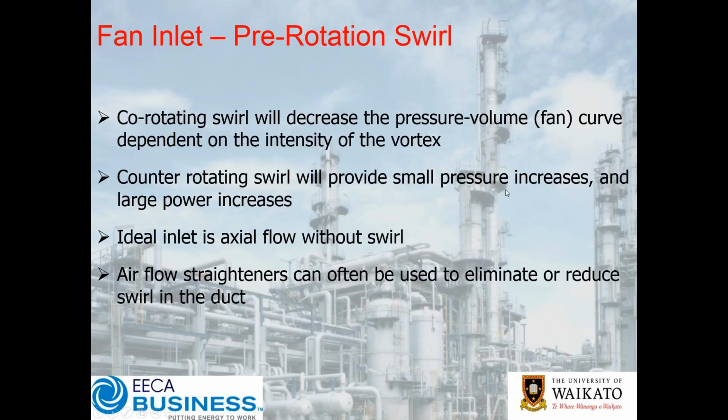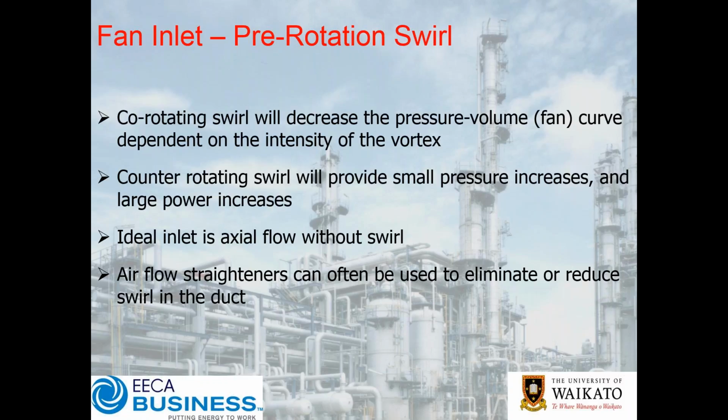Now just to summarize that, if you have a co-rotating swirl, it's going to decrease the pressure volume, i.e. the fan curve, dependent on the intensity of the vortex. Now if you have a counter-rotating swirl, that's going to cause all sorts of pressure increases, and it's going to be a large power increase for the fan to move the same amount of air. So you're going to have to speed that fan up quite a way, pull a lot more power, and obviously the dynamic loading and everything's going to go up, so you need to be careful. You could start to run into damaging impellers, especially if you're running up close to the maximum design speeds of the equipment. So the ideal inlet is an actual flow without swirl.